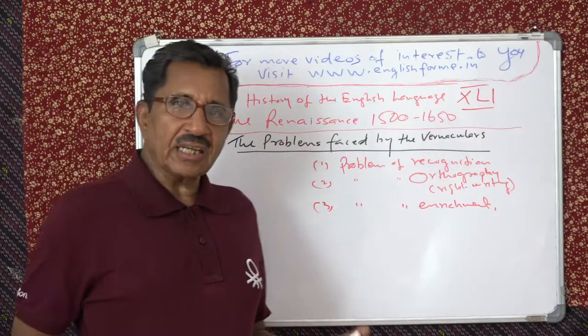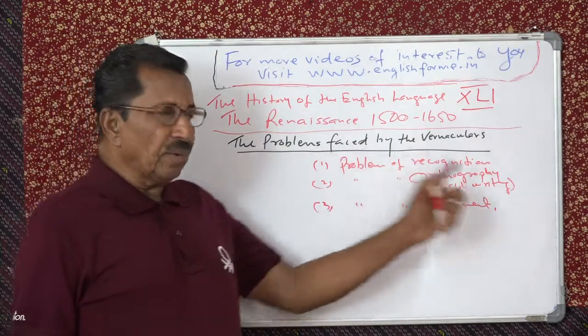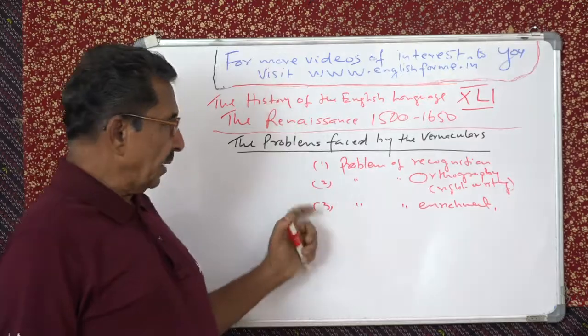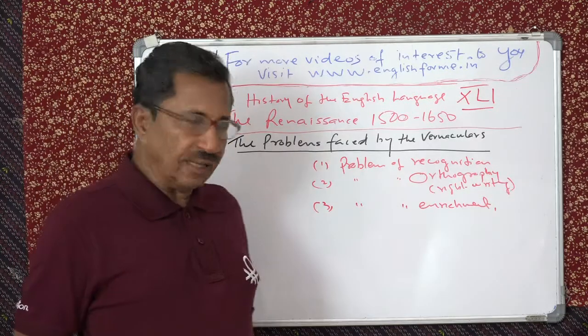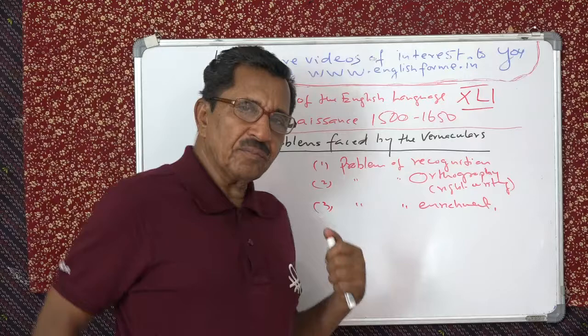Like that. So this English language especially, and the vernaculars, as far as we are concerned, faced three main problems. One is a problem of recognition. Secondly, a problem of orthography, or right writing. And thirdly, a problem of enrichment.